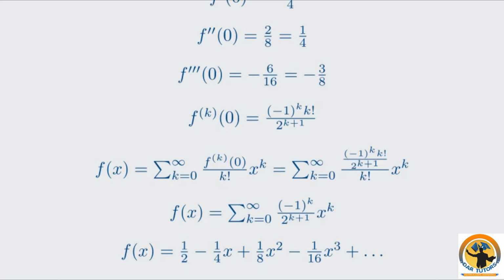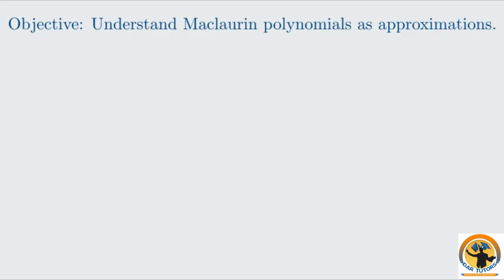This process of finding derivatives and evaluating them at zero is the standard method for deriving these series. In this scene, our objective is to understand the concept of a Maclaurin polynomial and how it approximates a function. We will see that by taking a finite number of terms from the infinite Maclaurin series, we can create a polynomial that approximates the original function.